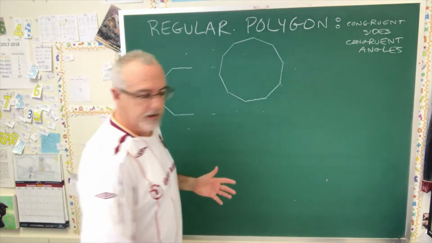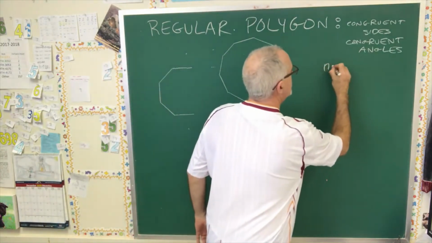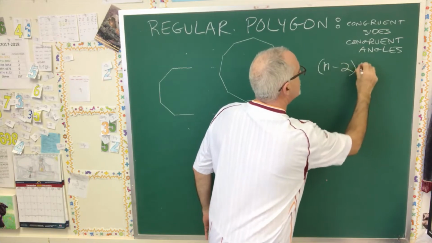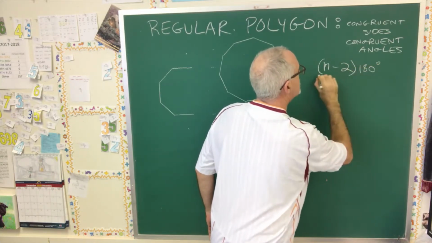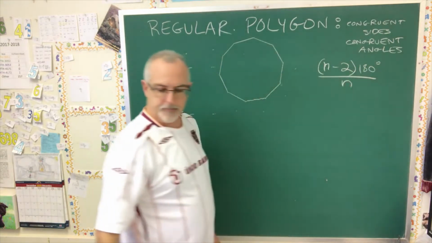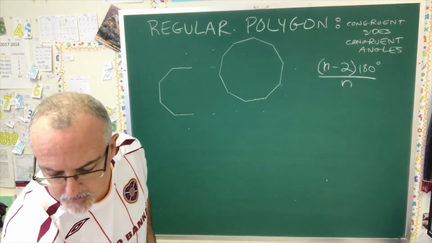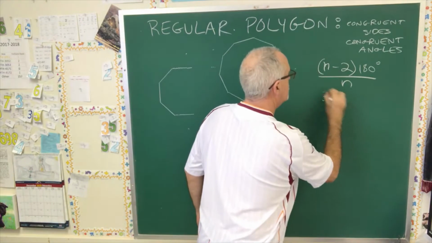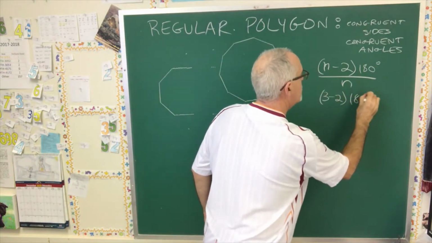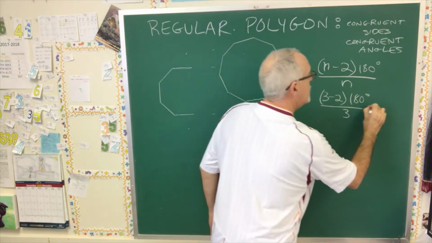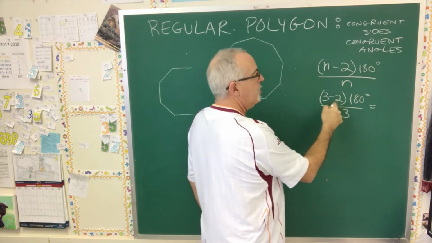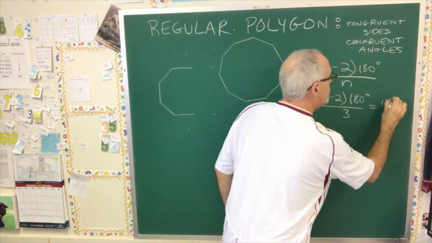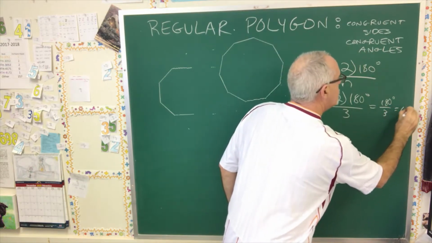There's a little formula, which is (n minus 2) times 180 degrees over n. When we do this, for instance, with the triangle, we get (3 minus 2) times 180 over 3. 3 minus 2 is 1. So we have 1 times 180 over 3. We have 180 degrees divided by 3, so 60 degrees.